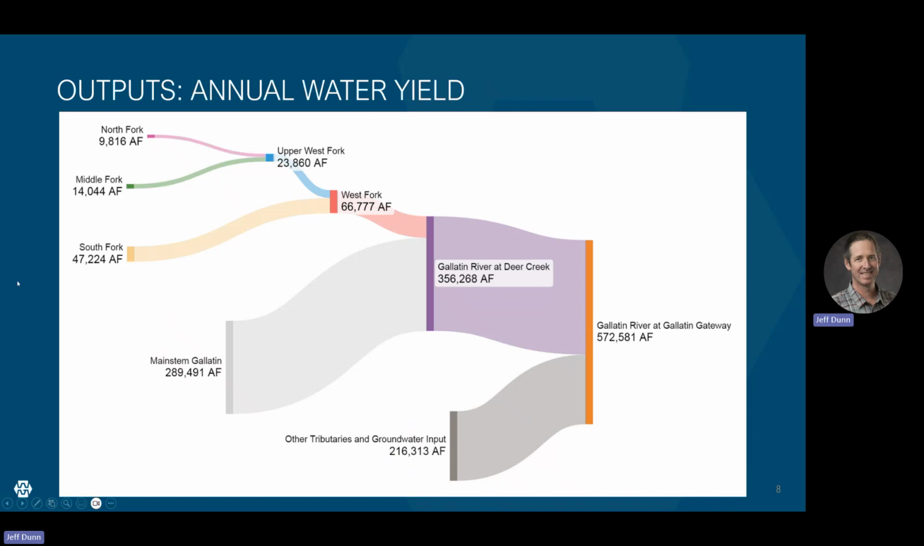All right, looking at our water yield outputs, the North Fork in pink provides the smallest contribution of stream flow, joining the Middle Fork, which is larger, to form the Upper West Fork here in blue. The larger South Fork, West Fork comes together and forms the West Fork proper, as we see here in red. As we flow into the main stem Gallatin River, the West Fork makes up 20% of the flow at the Deer Creek gauge and 14% of the Gallatin River's flow here at the Gallatin Gateway gauge.